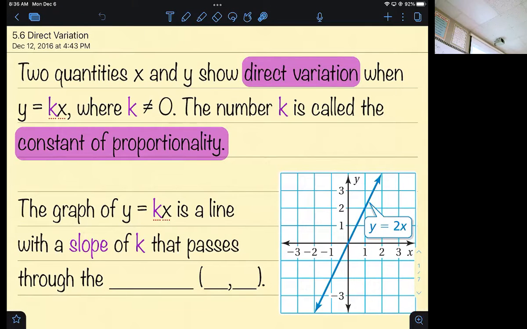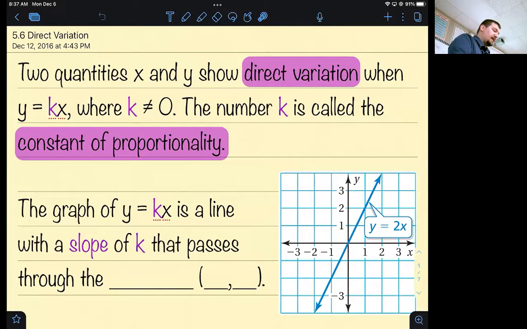All right, this is section 5.6, direct variation. Today I'm going to give you some new vocab words, but the ideas behind these vocab words are not new. There's something we've been doing really all chapter long, which is proportions. This is not going to make a whole lot of sense when I say it, but when I show you what we're doing, I think it's going to make a lot more sense.